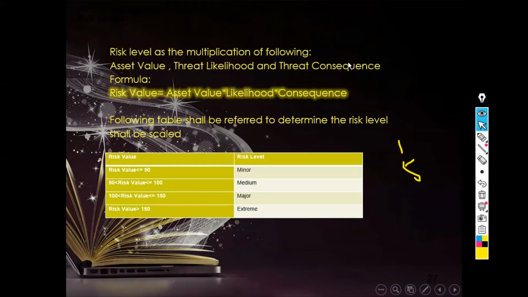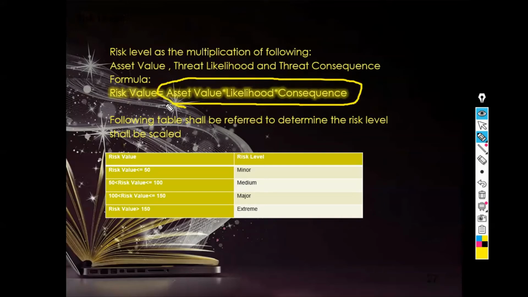Then we have identified the asset value. We have also identified the threat likelihood and the threat consequences also. Now we need to identify the risk value. What is the risk value? Risk value would be your multiplication of the asset value, C plus I plus A would be your asset value. Likelihood on the 1 to 5 scale that we have identified, and the consequences on the 1 to 5 scale rating also we have identified. It will be the multiplication of asset value, likelihood, and the consequences that would result in the risk value.